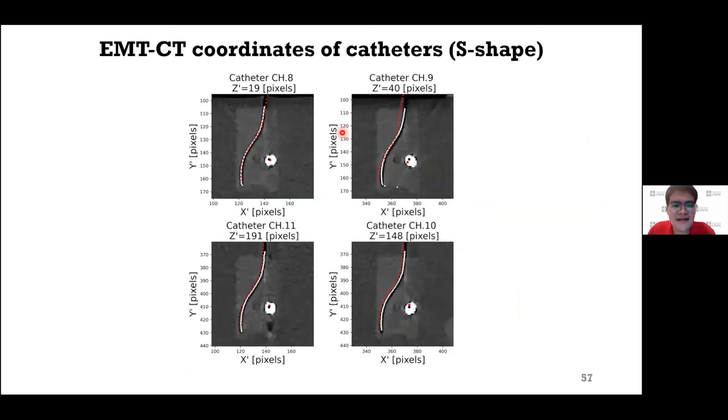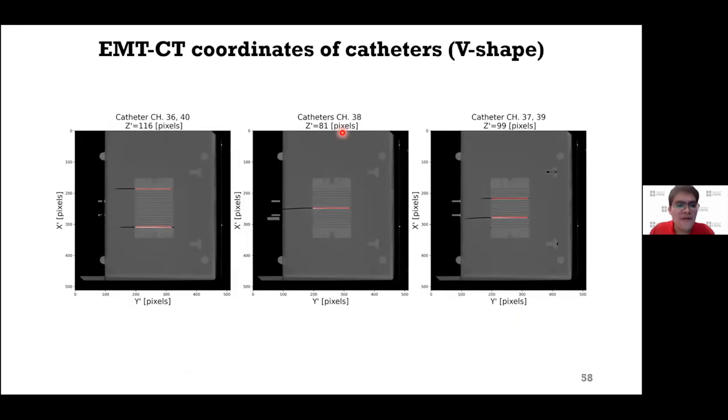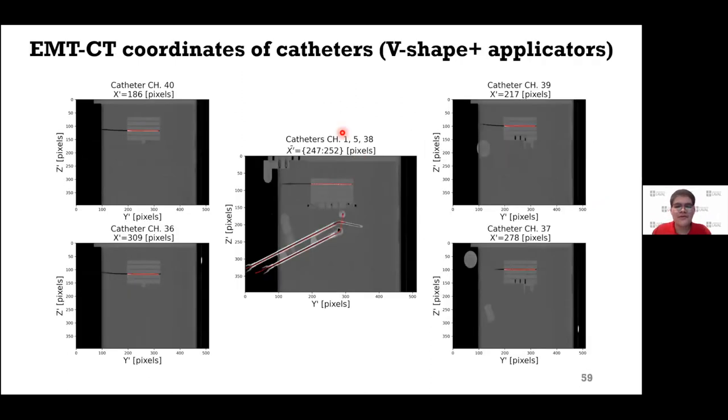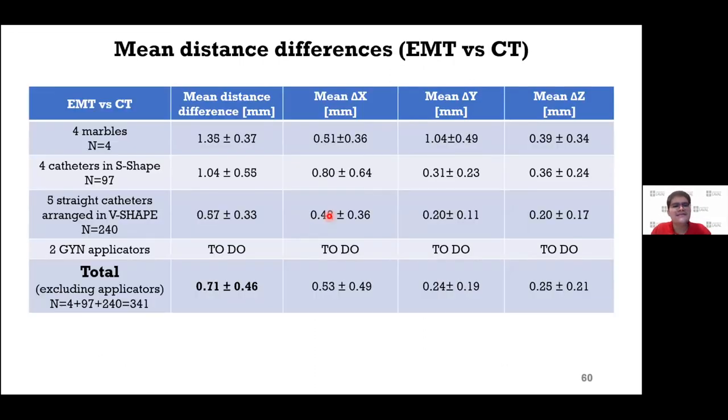So here are the results for all the four templates. And for the other catheters that were straight in the V shape, here are the other results. This is another view, and we can see the fit pretty well, and also for the applicators. And in this table, I summarize the mean distance difference between the EMT and the CT reconstructions with a total mean distance error of 0.71 plus minus 0.46 millimeters, which is within an acceptable clinical deviation, if it's less than 2 millimeters.